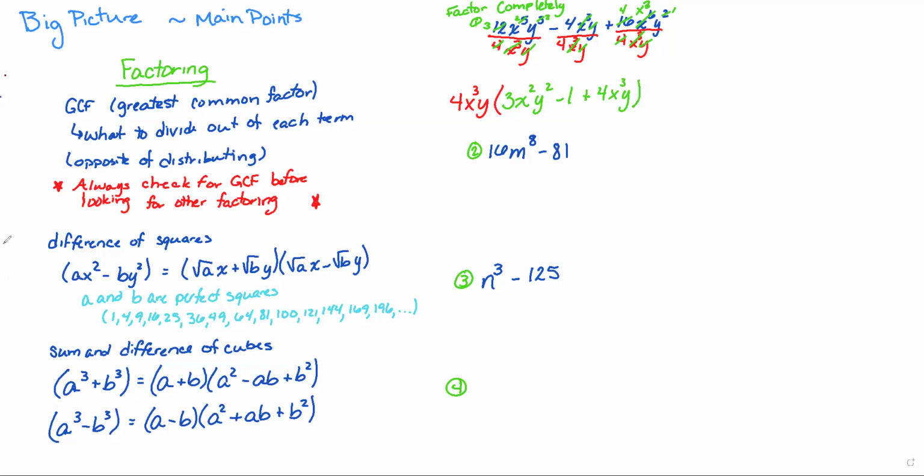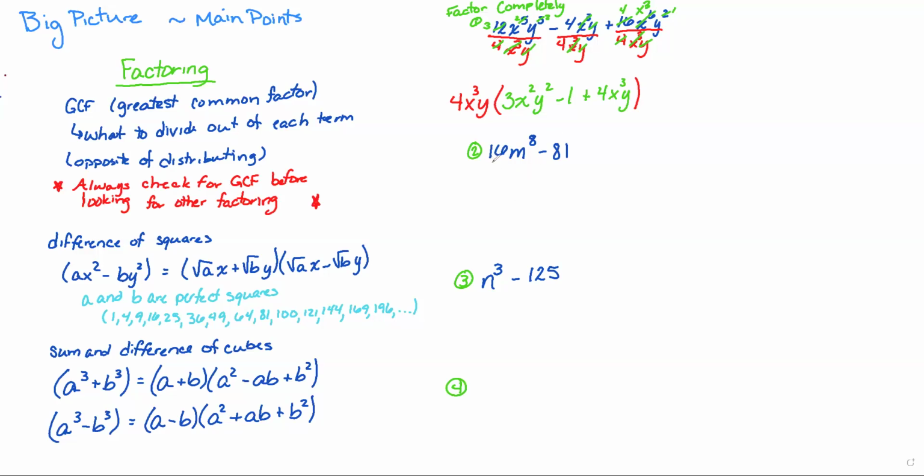All right, so my final answer, I'm going to change the color of that last bracket. My GCF is 4x cubed y. And then the rest of my problem is going to be in parentheses. What's left is going to be 3x squared y squared minus 1 plus 4x cubed y. All right, so that is as factored as I can get it. Sometimes I will have to double check the stuff in parentheses to see if I can factor any more. But in this case, that is all I can do.